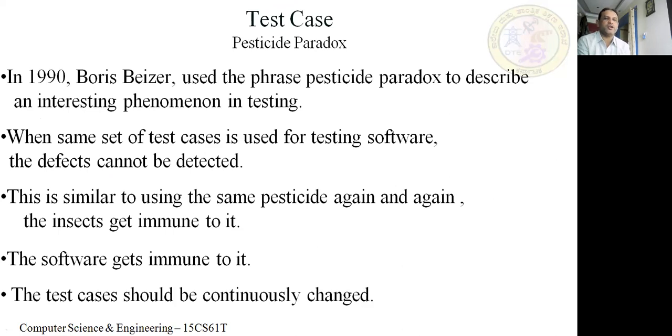So what is this pesticide paradox? It is nothing but the software getting immune to the same test cases. Because of that, we need to change the test cases. Is it clear? Yes. Fine. So we shall stop at this point.